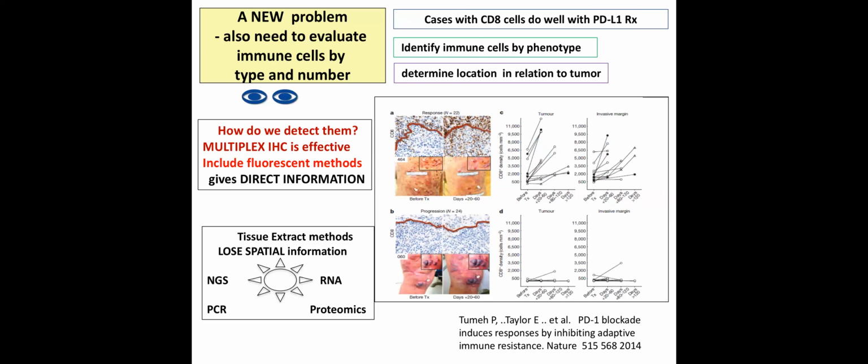Tissue extraction methods can give us inferential information, NGS, PCR, RNA expression, proteomics, but they only give us an inference that an immune response may or may not be present. Multiplex immunohistochemistry, or bright field in some contexts, can give us more precise information of the relationship, one, of the tumor cells to the immune cells, and two, whether the immune cells are in fact present at all.